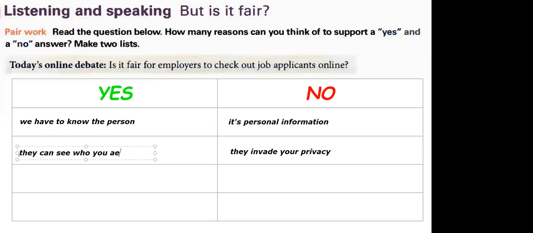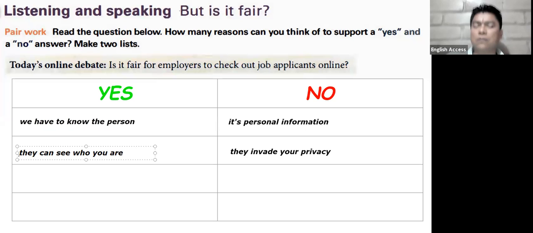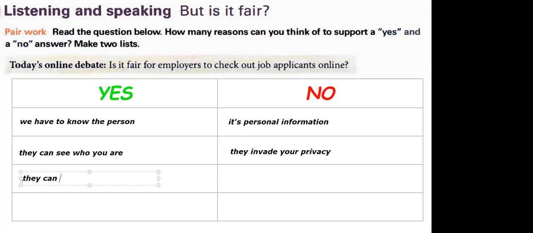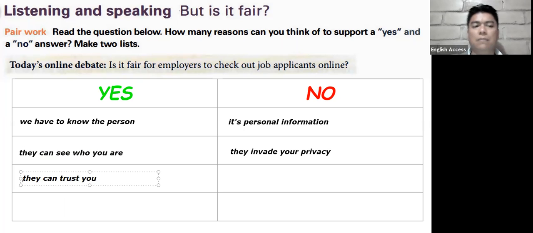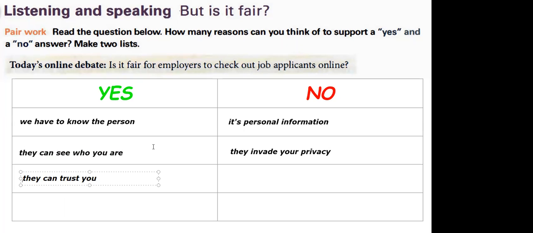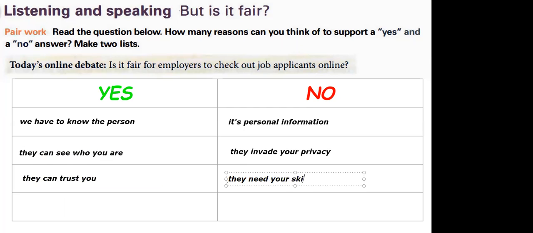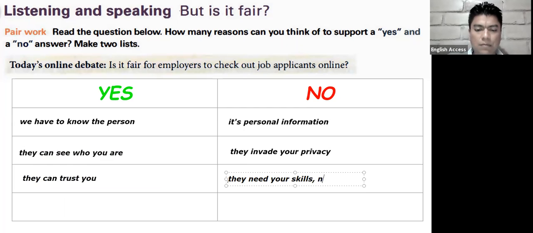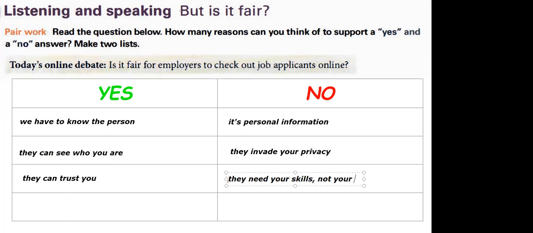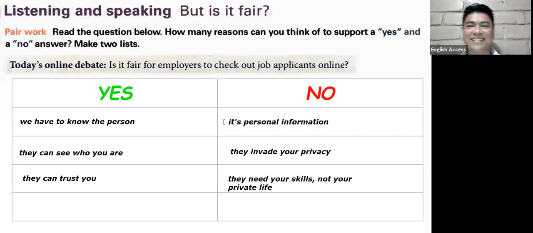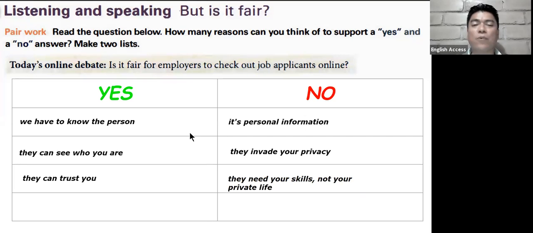They can trust you, yes. And in the section of no, I think that they need your skills, not your private life. They need your what? Your skills, not your private life. That's a good one. Yeah, that's an amazing one. Okay, great. That's what we're going to do.